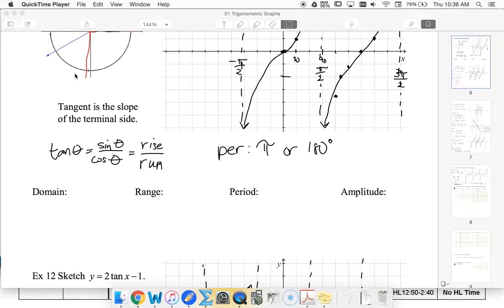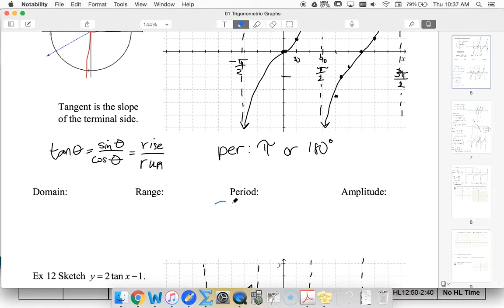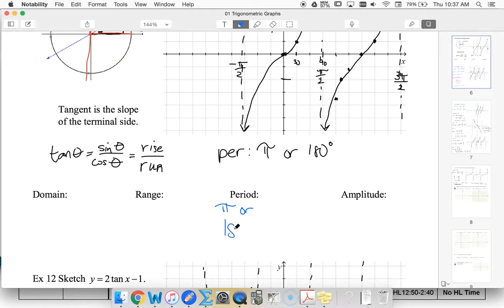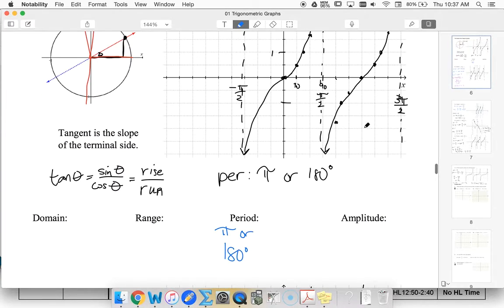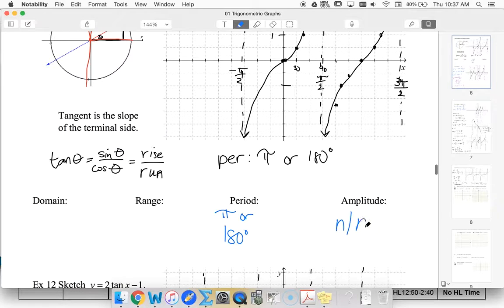We talked about domain and range and amplitude a little bit in our previous example, but now let's solidify it down here. So, as we said, the period is pi, or 180 degrees, for a tan graph. And the amplitude, well, there is no amplitude because I have no max or min. I'm not going up and coming back down, so I can't measure from my center to a max point. So the amplitude, there isn't one.